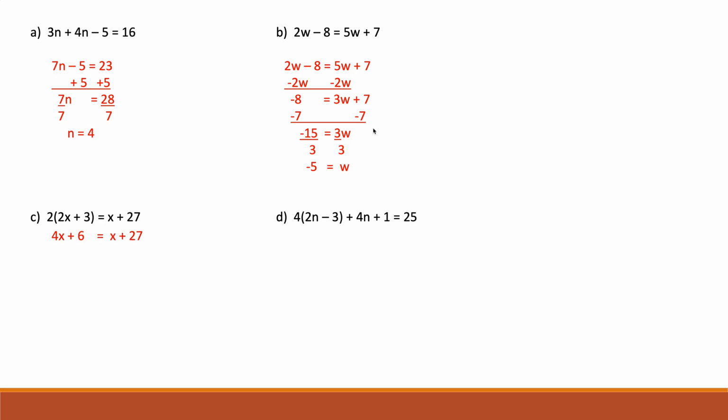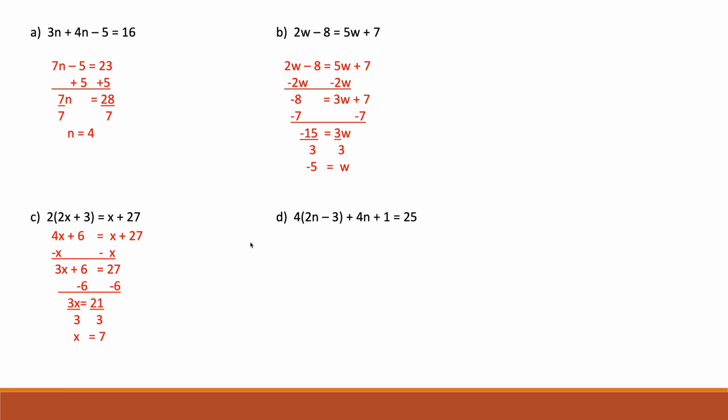Okay. So distributing the 2 to the 2x plus 3, and I get 4x plus 6 equals x plus 27. Once I've done that step of distributing, I notice that this is an opposite side, opposite operation situation, and I subtract the smallest number of x's, which is 1x. So that gives me 3x plus 6 is 27, subtracting the 6, then dividing by 3, and I get x is 7.